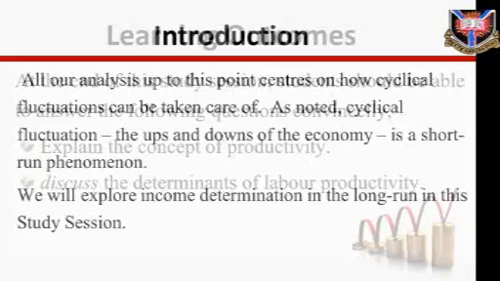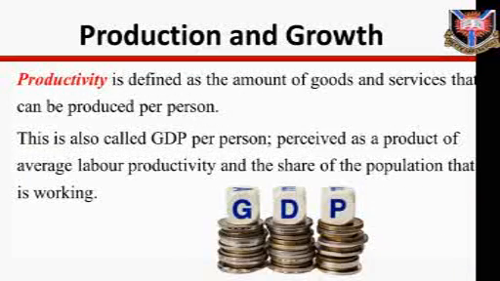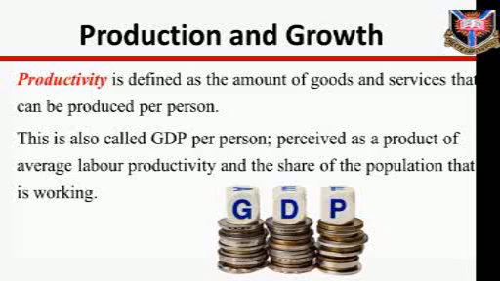When you have studied this session, you should be able to discuss the concept of productivity, and discuss the determinants of labor productivity, production and growth. Productivity is defined as the amount of goods and services that can be produced per person. This is also called GDP per person. GDP per person or productivity can be perceived as a product of two terms: average labor productivity and the share of the population that is working.